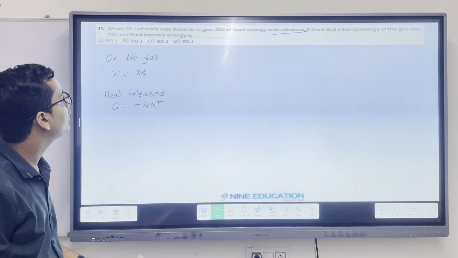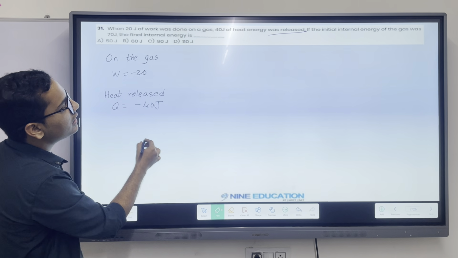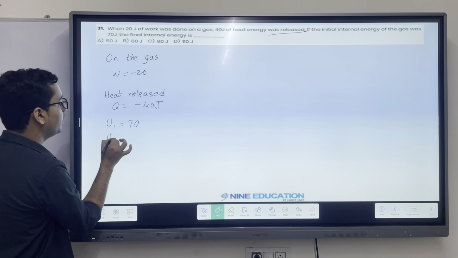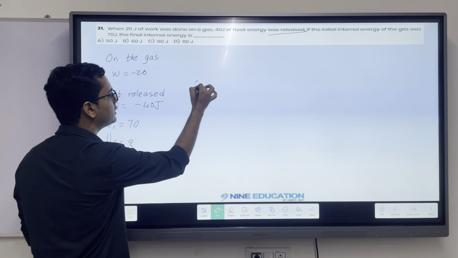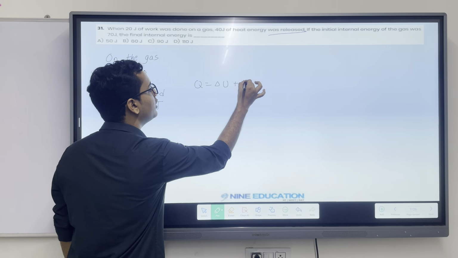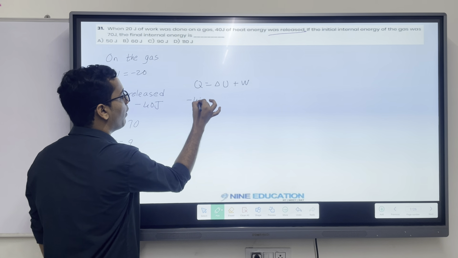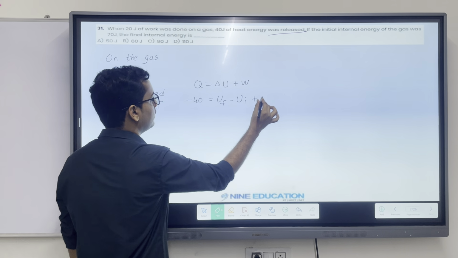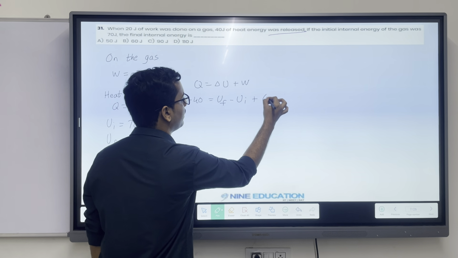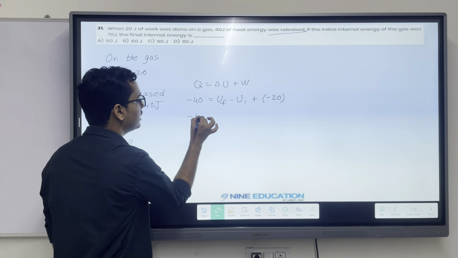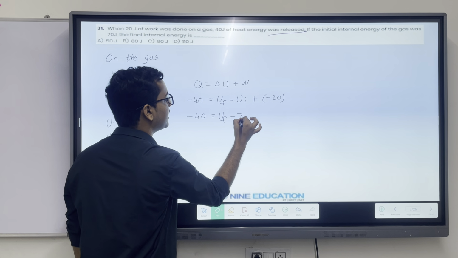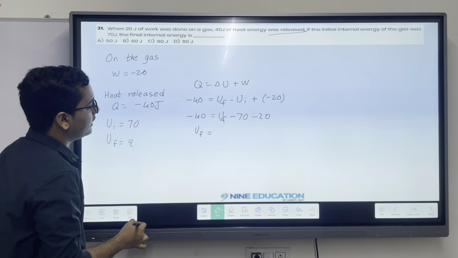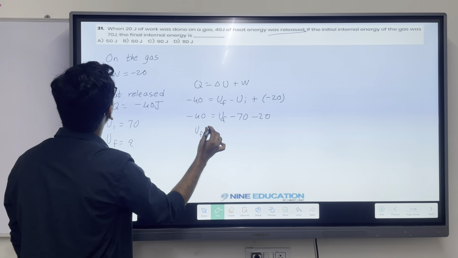Heat released is negative. Then the initial internal energy is 70 joules. You have to find the final internal energy. So, first law, Q is equal to delta U plus W. Q is minus 40. Delta U is Uf minus 70, plus W is minus 20. Okay. Minus 40 is equal to Uf minus 70 minus 20. So Uf is 50.